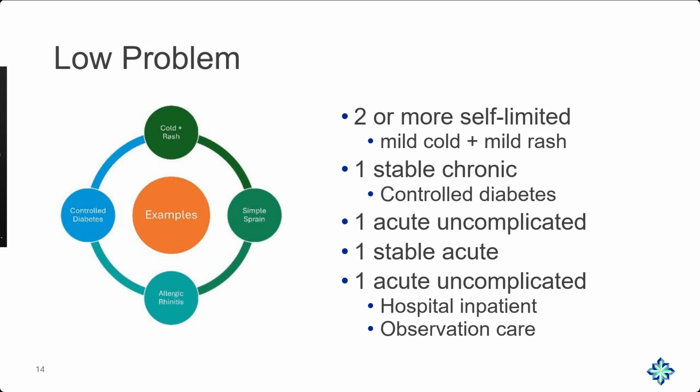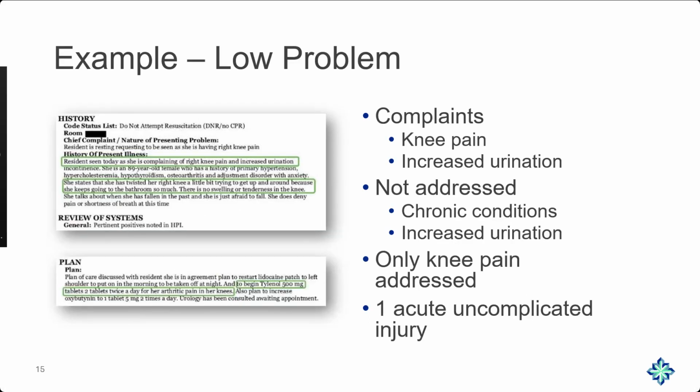So here I have an example for low problems. Here you're seeing a couple pieces of documentation, and they have some green boxes. Now those green boxes are highlighting the sections that highlight the key points that we're looking at here, and actually things that were looked at on review. So that patient is coming in with a complaint of knee pain and increased urination. So we see that in the history of present illness. They're talking about that. That's that first box there.